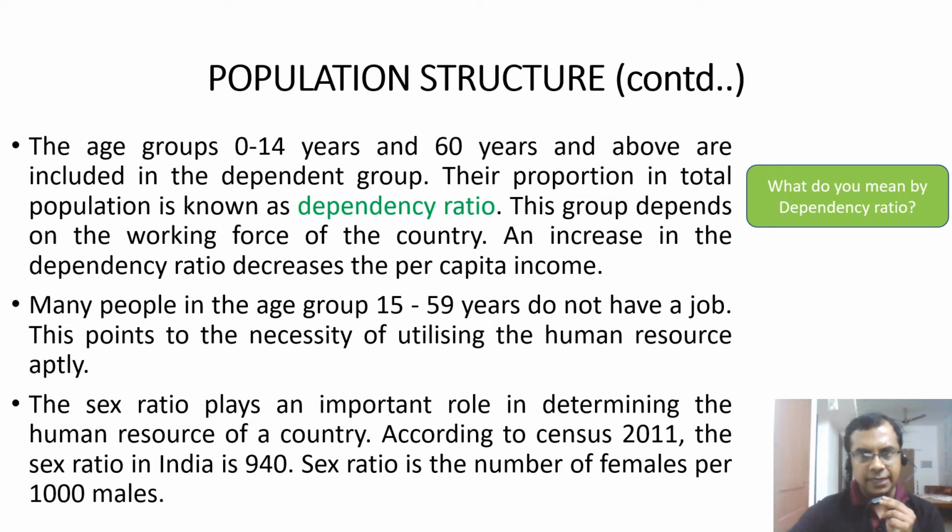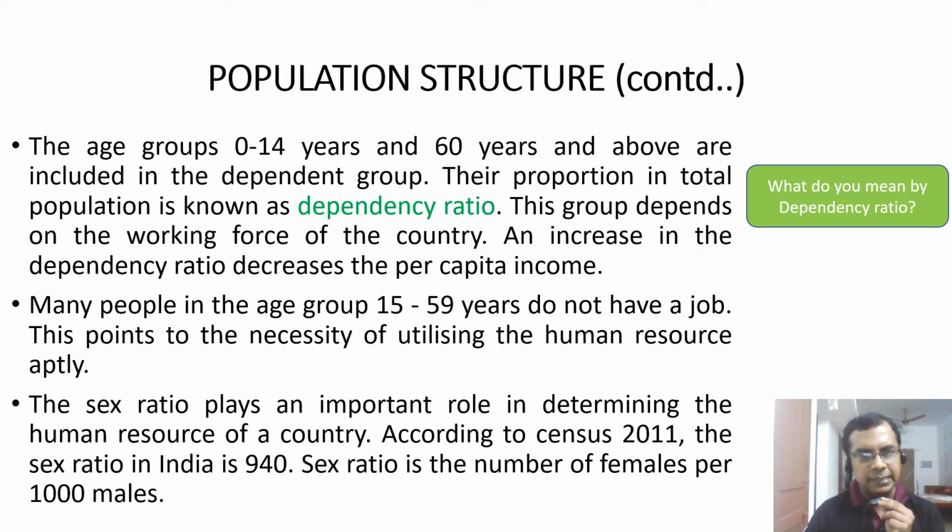Now we can study about the dependency ratio. What do you mean by dependency ratio? The age groups from the newborn baby to 14 years and 60 years and above are included in the dependent group. Their proportion in total population is known as dependency ratio. This group depends on the working force of the country. An increase in the dependency rate decreases the per capita income of the country.